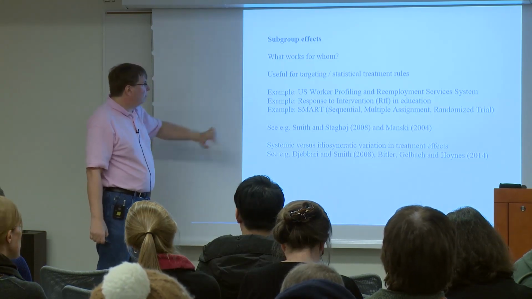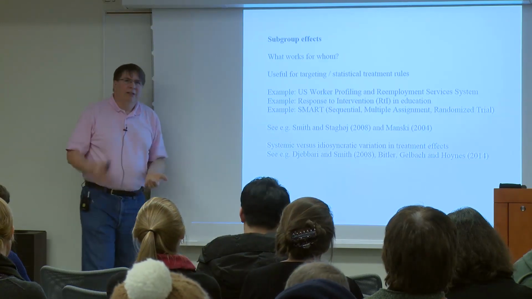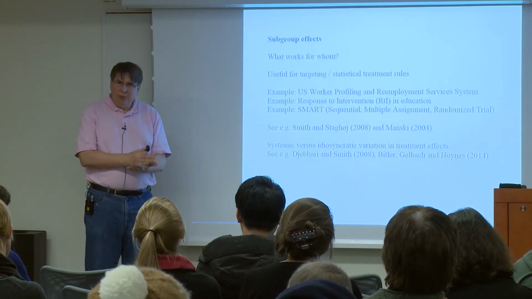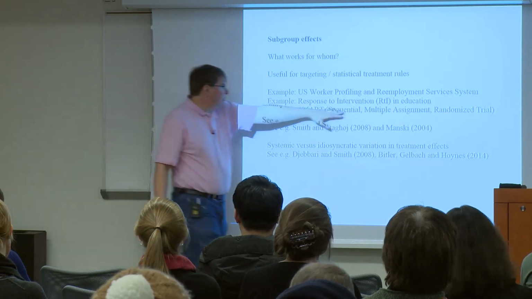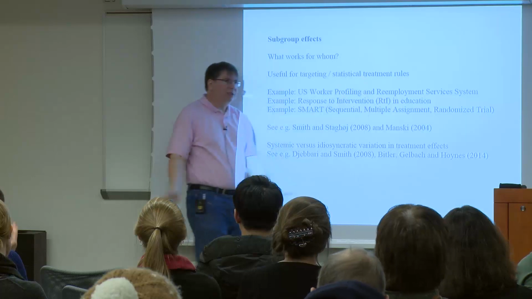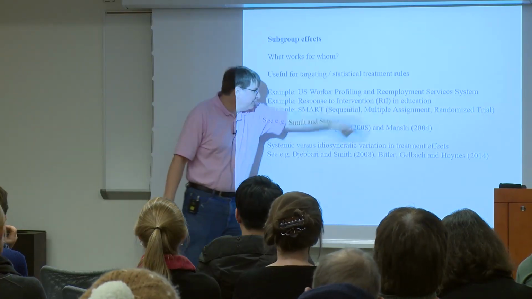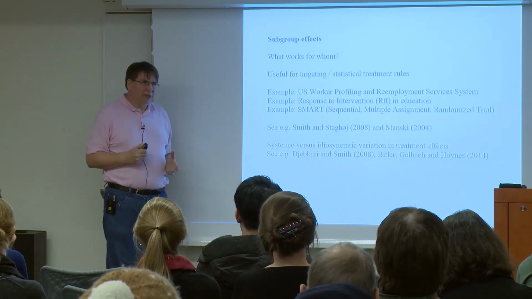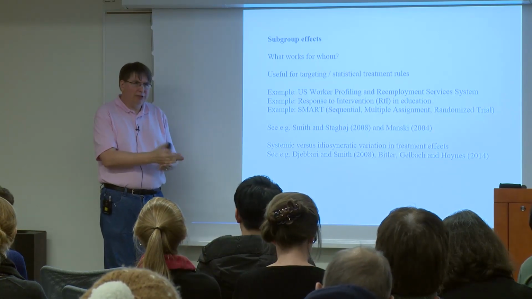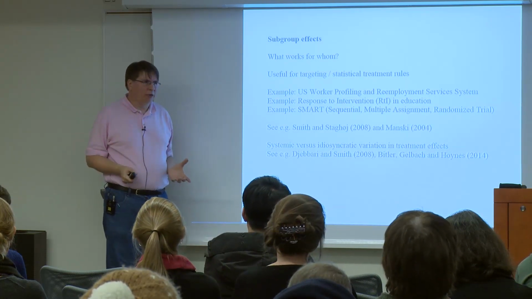In my world, there is something called the Worker Profiling and Reemployment Services System that tries to assign reemployment services to the people who benefit from them the most. In the education world, there is a whole genre of treatments called RTI, which is not Research Triangle Institute. It is response to intervention. And the idea there, again, is to use characteristics of learners to assign them to particular treatments so as to maximize the total amount of learning.